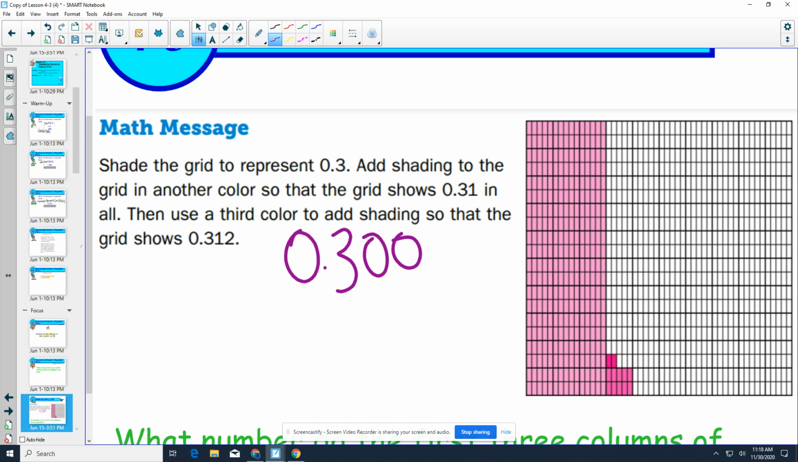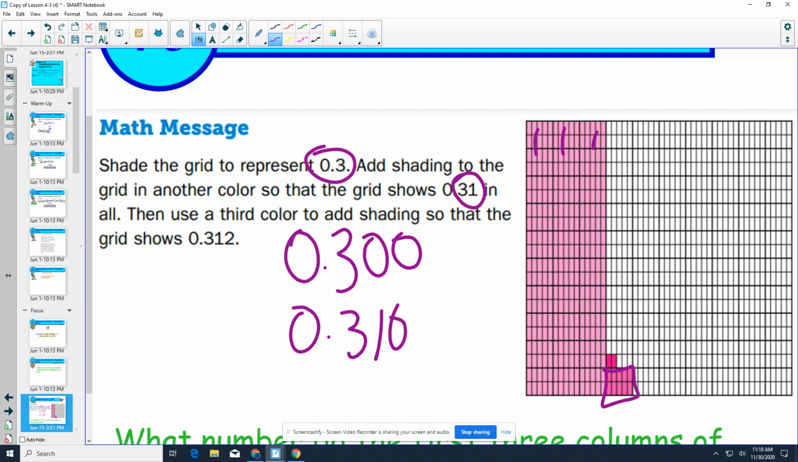And so you can see with the first color here, I did 1, 2, 3 rows, each one 100. So that's 300 thousandths. Then I look at and it says add shading to the grid to show 31 hundredths or 310 thousandths. So we already have the 300. So really all we needed to do here was the 10 thousandths. So if I look here, I can see the square equals 10 thousandths.